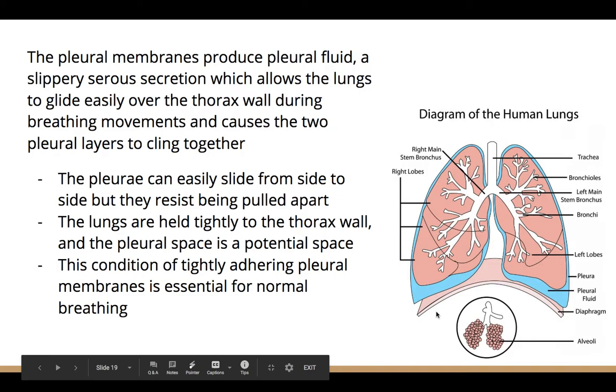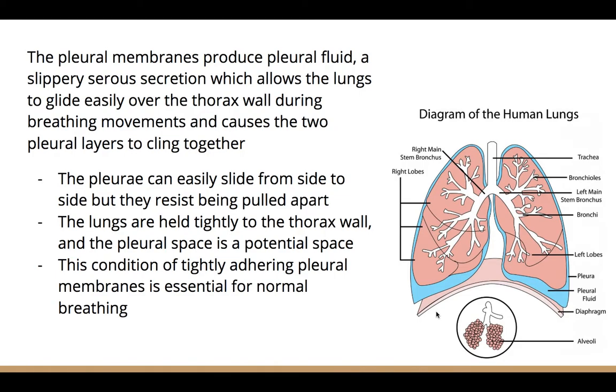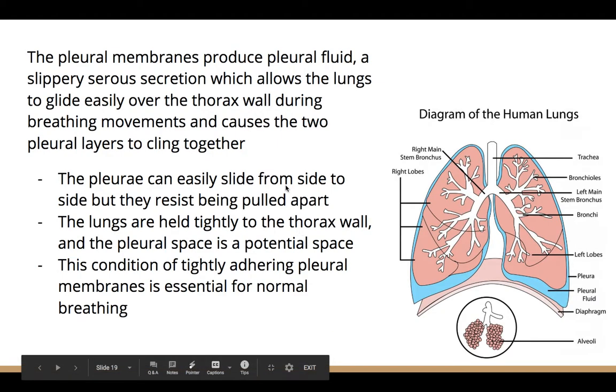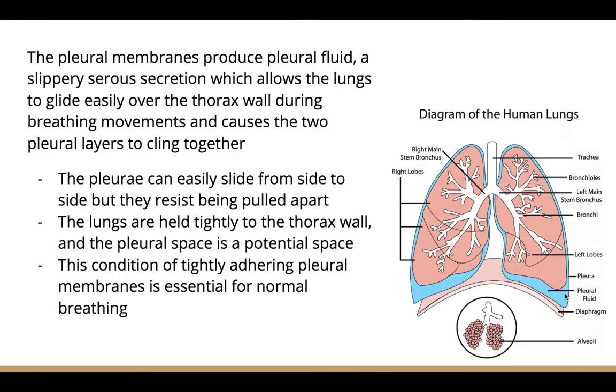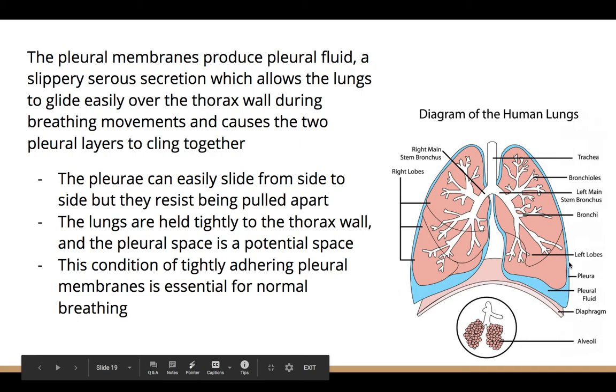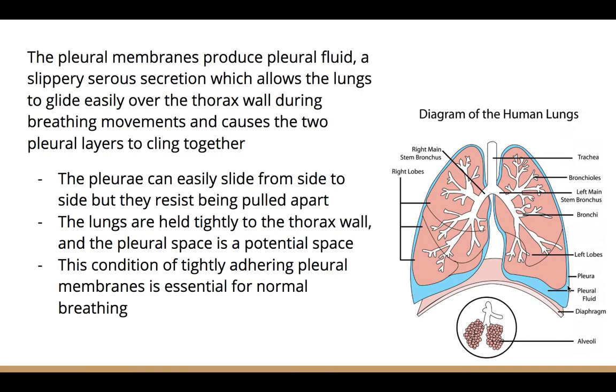The pleural membranes produce a pleural fluid, which is a slippery serous secretion which allows the lungs to glide easily over the thorax wall during breathing movements and causes the 2 pleural layers to cling together. So the pleura can easily slide from side to side, but they resist being pulled apart. This is pleural fluid here, and this is the pleura. The lungs are held tightly to the thoracic wall, and the pleural space is a potential space. So this condition of tightly adhering pleural membranes is essential for normal breathing.